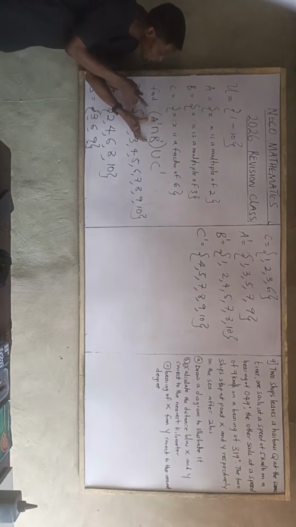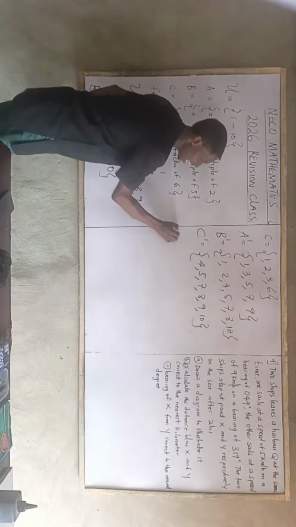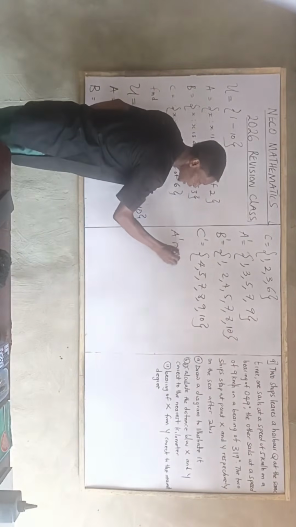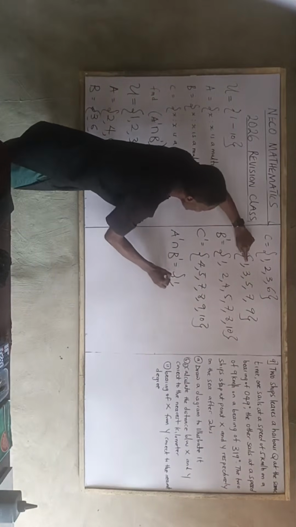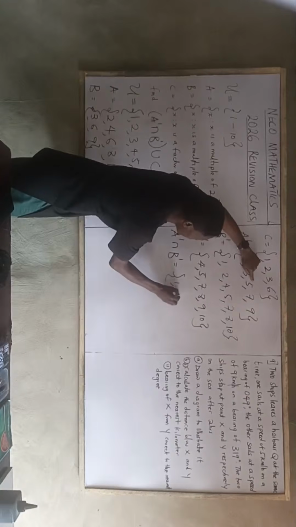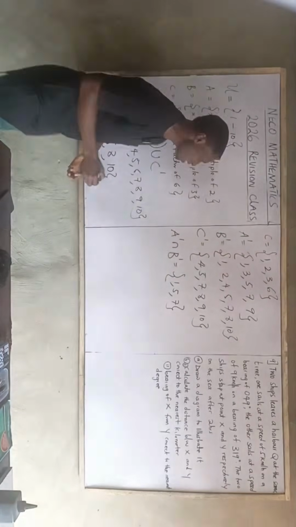What are the elements that you can find in A prime at the same time you can find in B prime? So let me do that. A prime intersection B prime. I've got that to be an intersection. I've got 1 here, 1 in both of them. I've got 5 in both of them. I've got 7 in both of them. I think that's all that I can find in both of them.